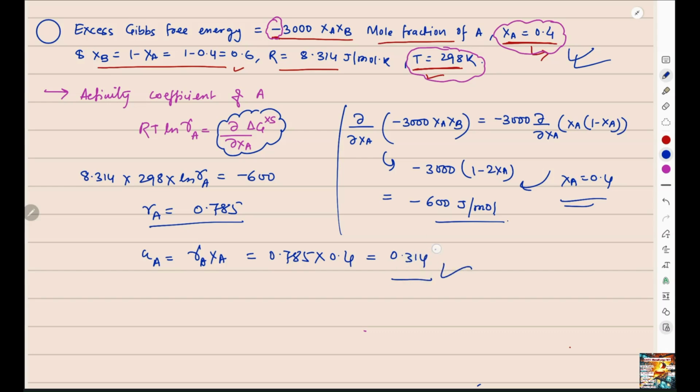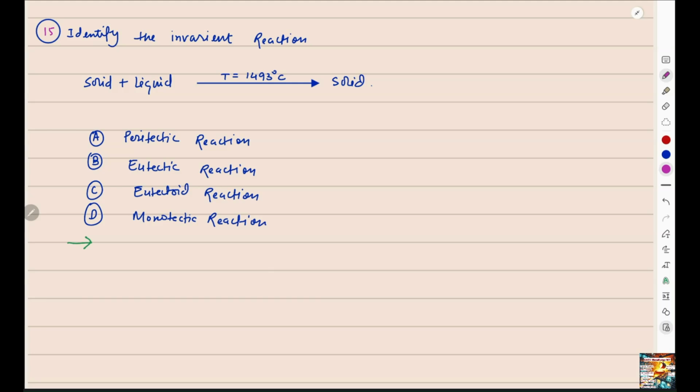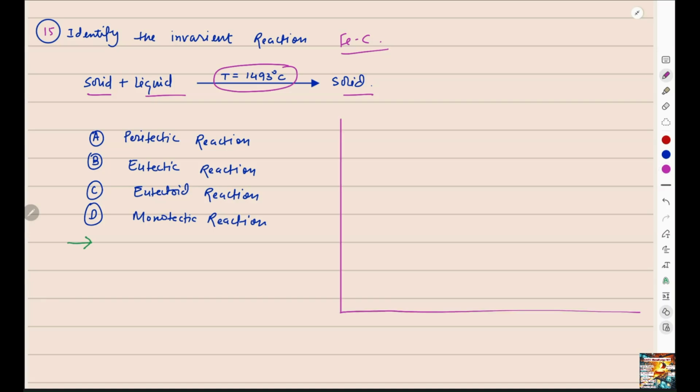If the values are correct, then this is the correct answer, otherwise the process remains the same. So now we will move to the next question. We have to identify the invariant reaction, solid plus liquid giving solid, at 1493 degree Celsius in the iron carbon diagram. So we can draw the diagram like this.